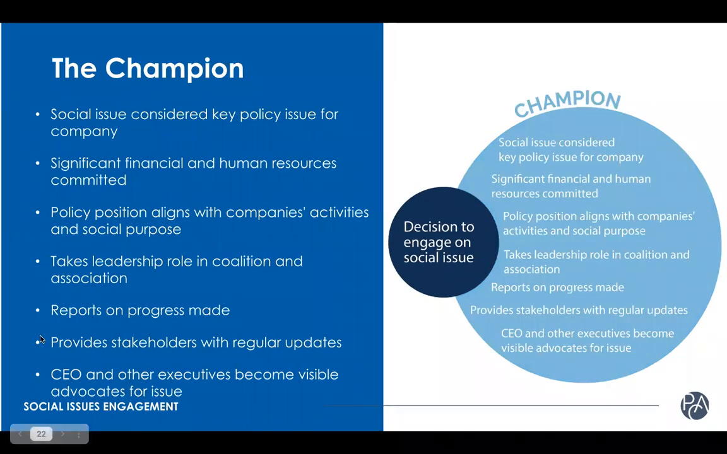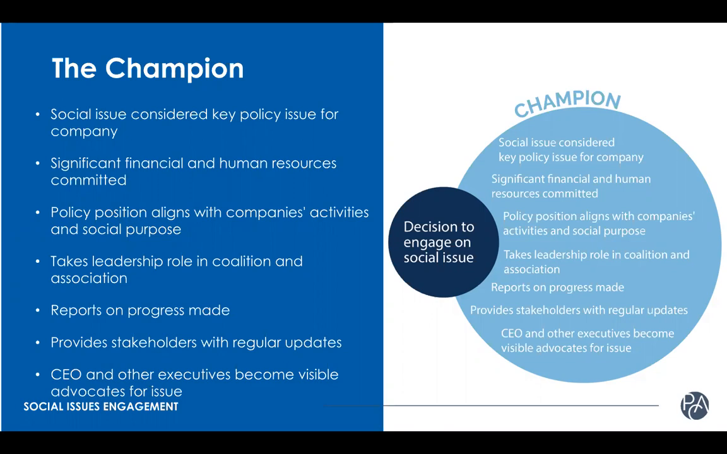The last one is the champion, and I think for most companies this should be the rarest. If you meet, let's say, 6 times a year in your social issues engagement committee, and you go through maybe 30 issues a year, you shouldn't have more than 2 to 3 where you decide to be a champion. Most of those issues should fall into the supporter or partner range. The champion role is for those 2 to 3 issues, or maybe potentially 1 issue if your company is just dipping your toes in on this.